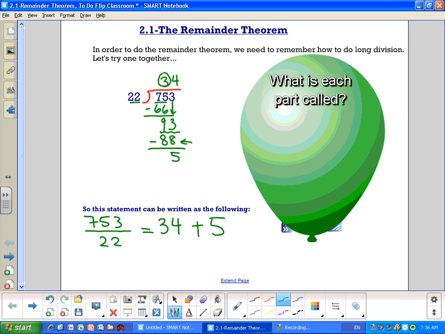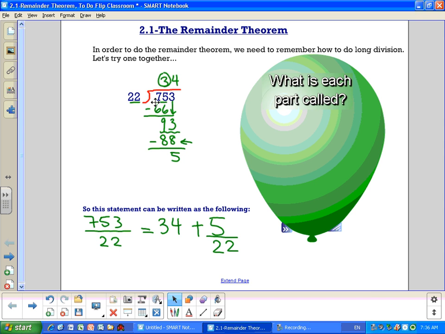Except we can't just do plus 5, because if you do 34 plus 5, you're going to get 39, and 753 divided by 22 is not 39. So what you have to do then is 5, because it's a remainder. 5 has not been divided by 22 yet, so you have to divide that remainder.